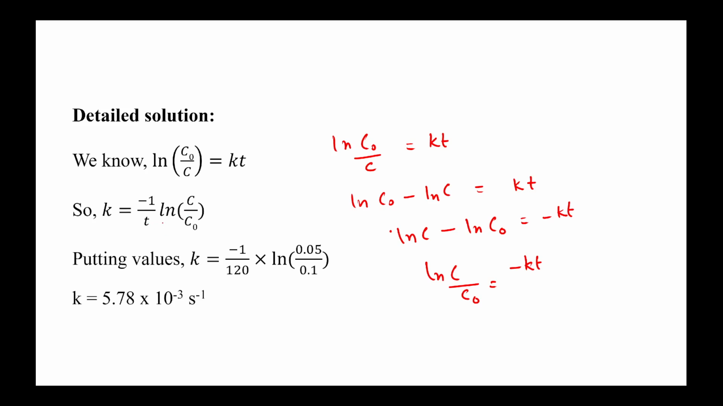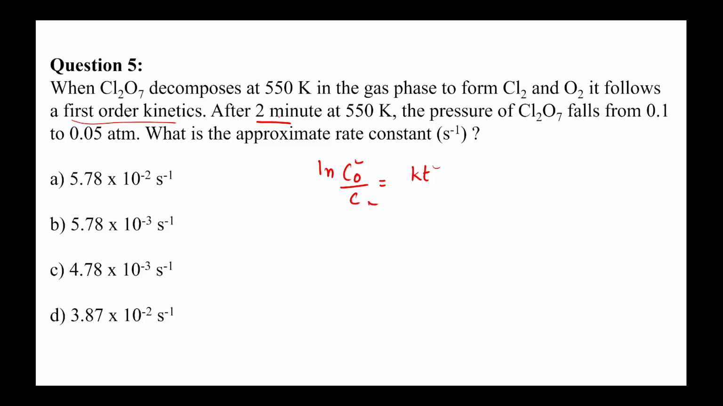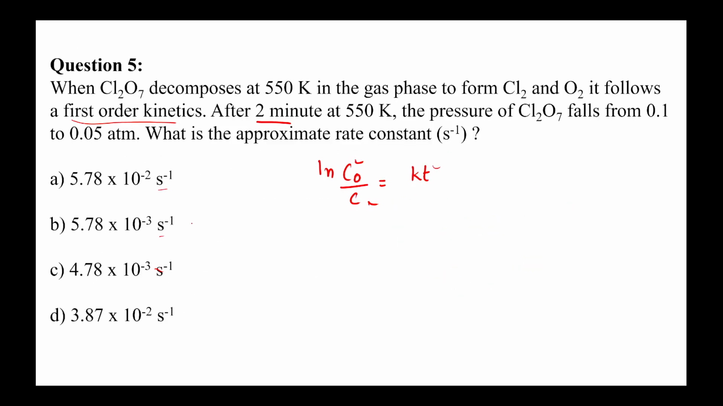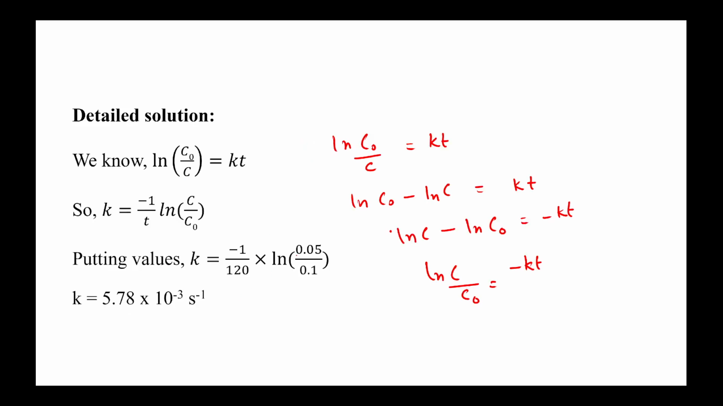So T is 120 seconds, 2 minutes, right? So in the answer, you see the options are given in seconds. So that's why we have to convert it in seconds. So T is 120 seconds. C is initial concentration is 0.1. So the pressure of Cl2O7 falls from 0.1 to 0.05. So initial is 0.1, final is 0.05. So 0.05 divided by 0.1.